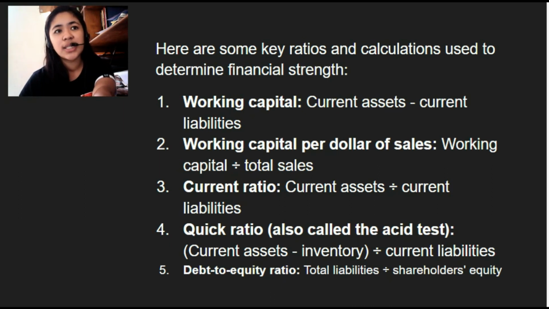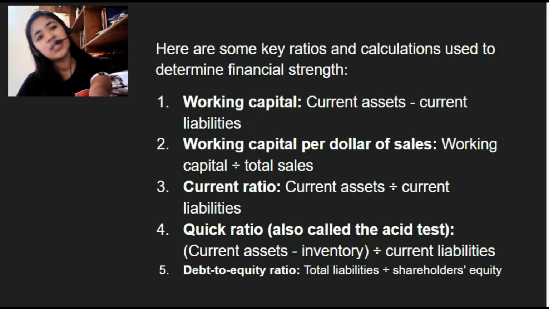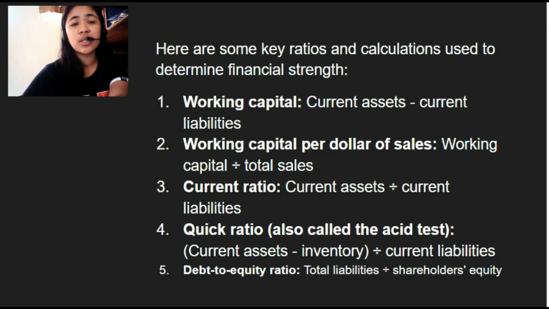So we have the current assets, current liabilities. In working capital, you must subtract the current liabilities from the current assets. Working capital per dollar of sales is working capital over total sales. Current ratio is current assets over current liabilities. Quick ratio is current assets minus inventory over current liabilities. And debt to equity ratio is total liabilities over shareholders' equity. So these are some ratios and calculations used to determine financial strength. You must memorize these formulas and understand them well.